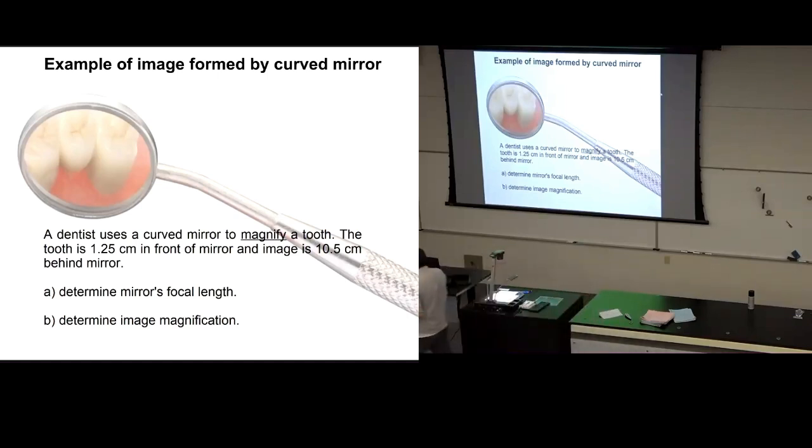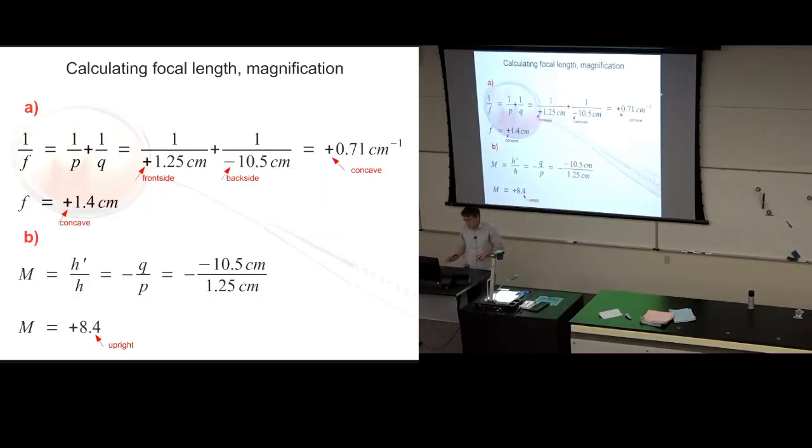So this is a problem where we're told the image and the object positions, both their sizes and their signs. We want to find the focal length of the mirror and the magnification. Well, this is just an example of those equations that were based on the law of reflection that relate image position, object position, and focal length, and that relate image position, object position, and the magnification. I'm simply using those mirror and magnification equations to solve this problem.